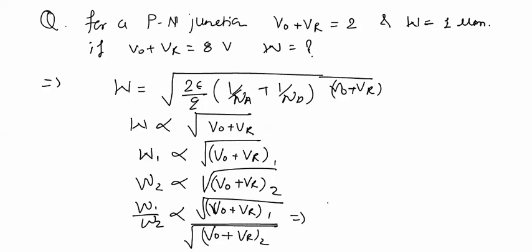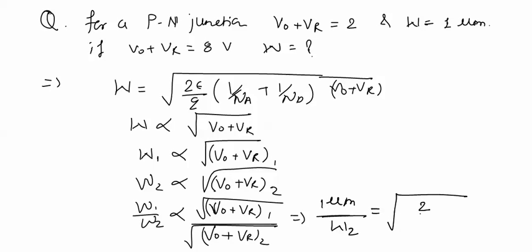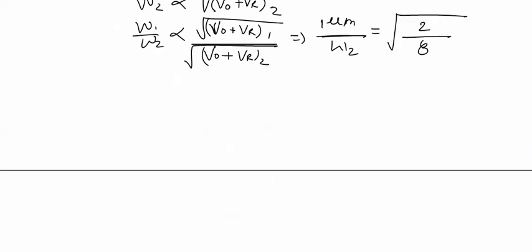This gives W1, which is 1 micrometers, upon W2, which is to be calculated, equal to root of 2 upon 8. So solving this equation, we get W2 equal to 1 micrometers into root 4 equal to 2 micrometers.